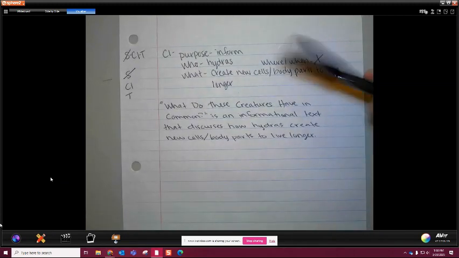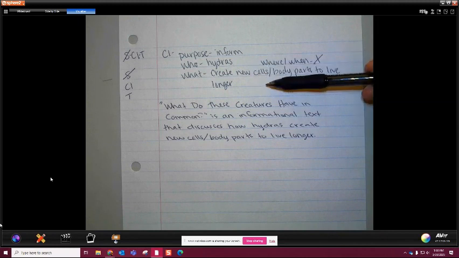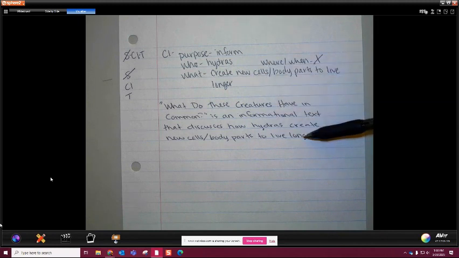So I used this information that I already had up here, my purpose, who, what, when, where, to create my central idea using that format that's on page 26 in our old notebook. Okay, so I'm going to read this. What do these creatures have in common is an informational text that discusses how hydras create new cells or body parts to live longer. Okay, all right. And then what I can do is I can come over here. I have now done my central idea, so I'm done with that.